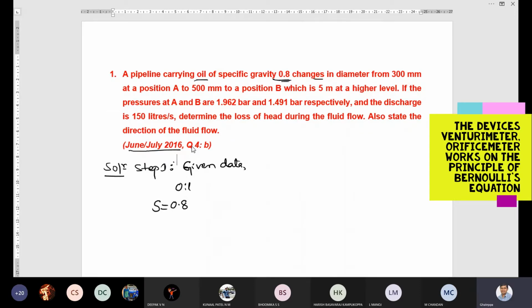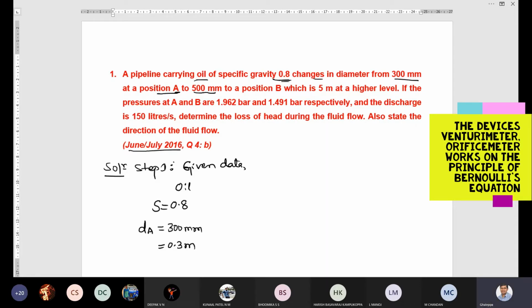Changes in diameter from 300 mm at position A. Position A is the inlet. What is the diameter at point A? I will take A because he has given A. dA is equal to 300 mm. Converted to meters, I will get 0.3 meter.